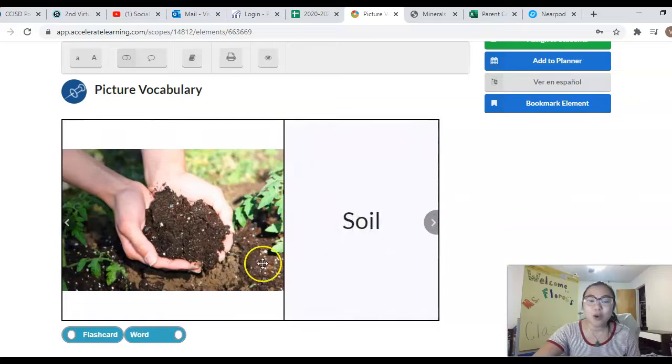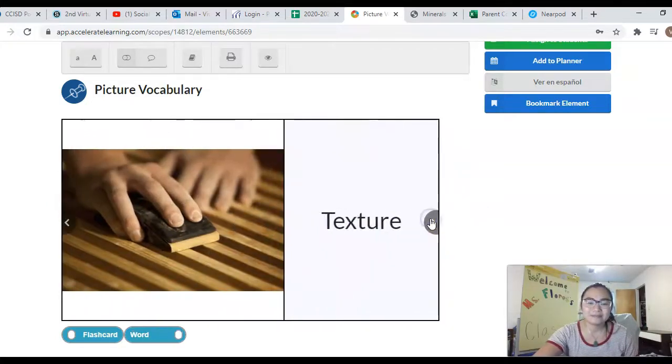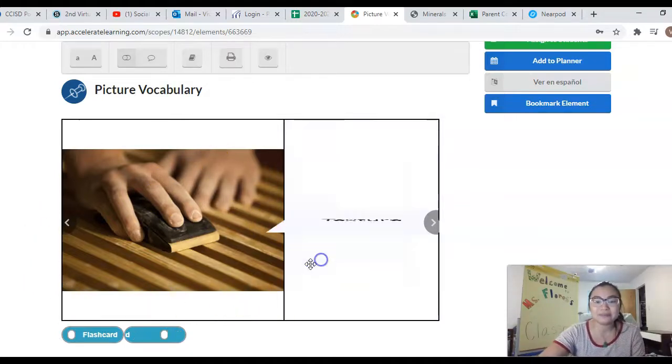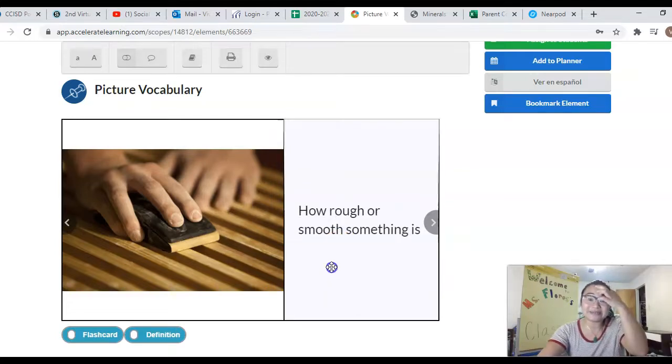Our next word is soil, and they have a picture of this soil. I know that soil might be another word for dirt, because I can see there's dirt in this picture. The stuff that covers the land and that plants grow in. Our next word is texture. So I can see in texture that it looks like someone who's sanding a big old table. How rough or smooth something is. What's texture? It is how rough or smooth something is.